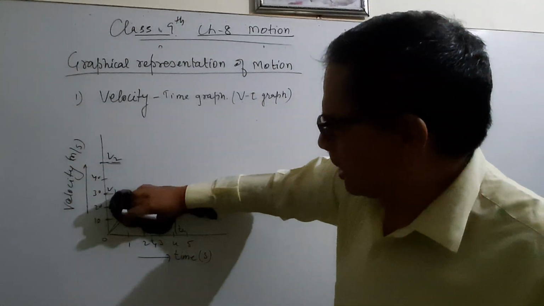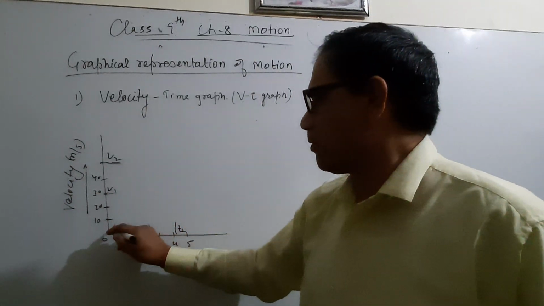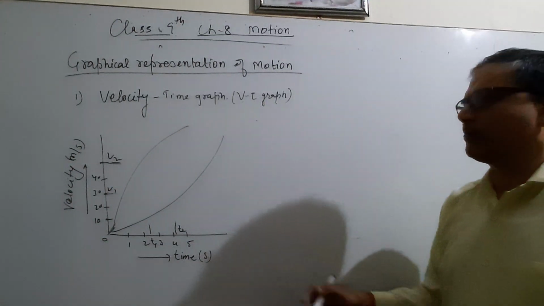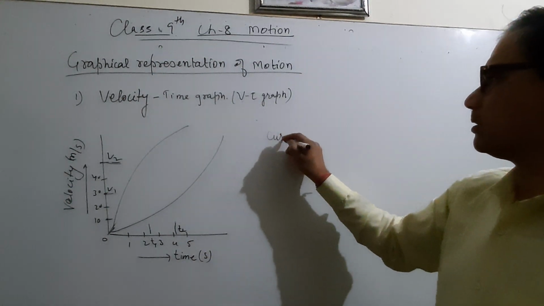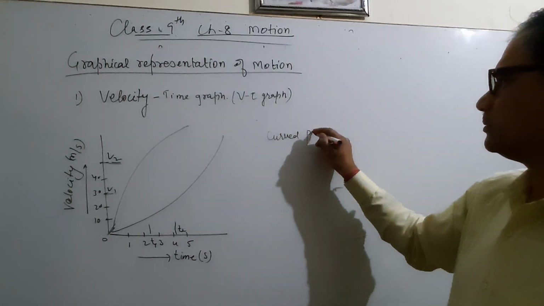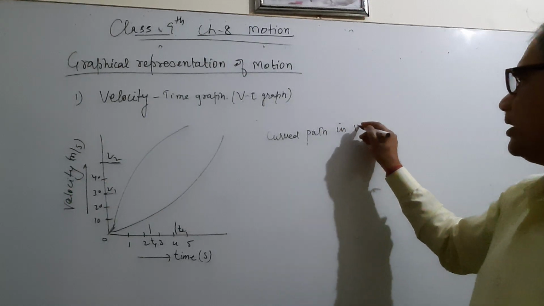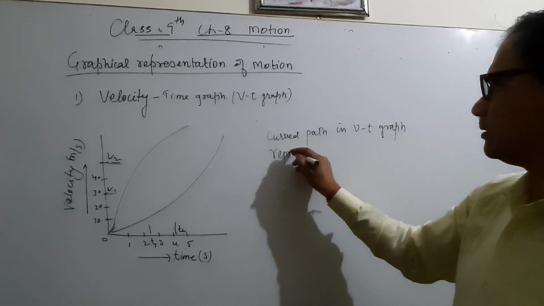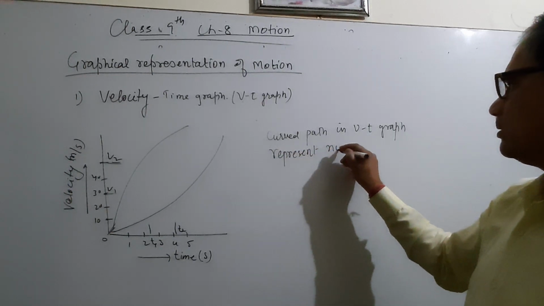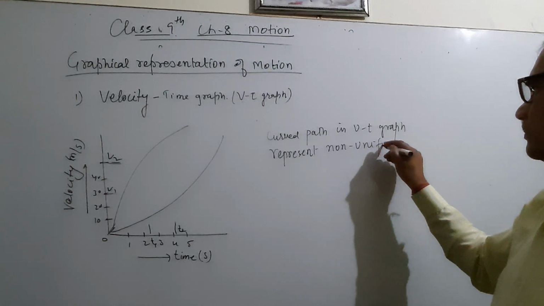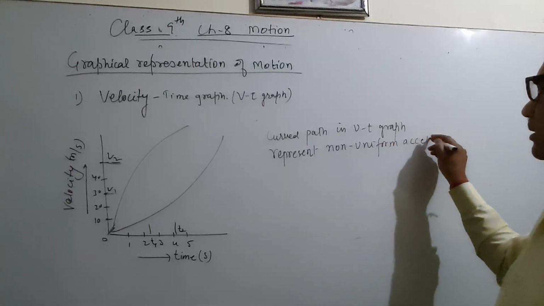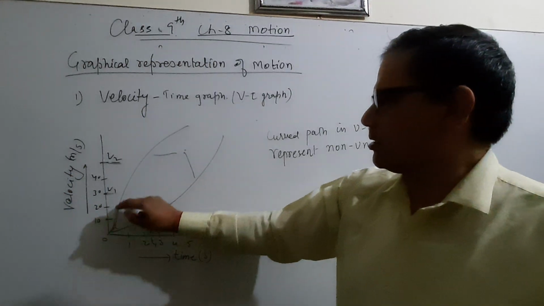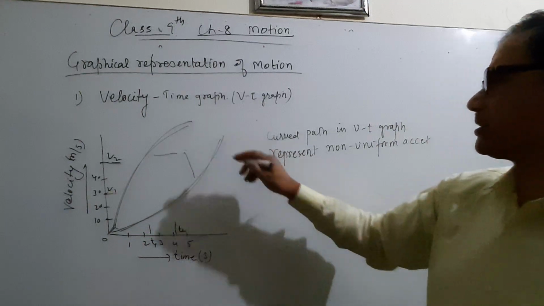Now, if the graph represents a curved path, a curve in the VT graph represents non-uniform acceleration. It means this curved path is non-uniform acceleration.